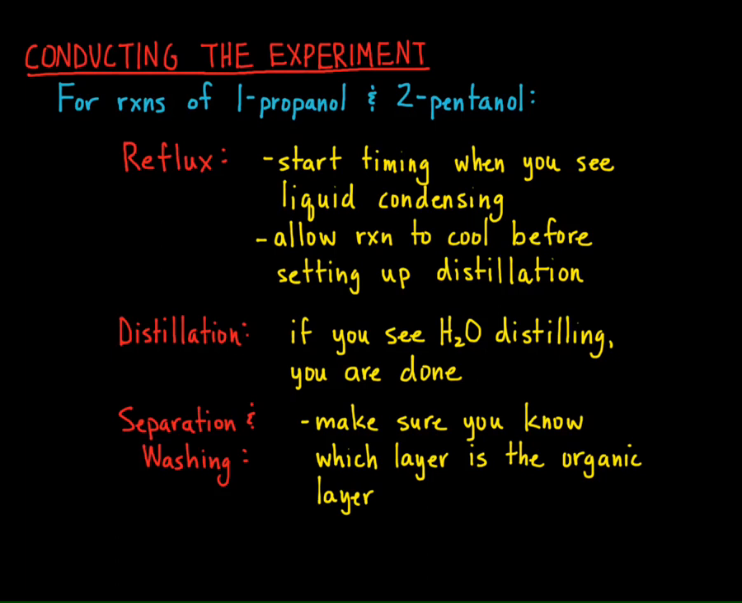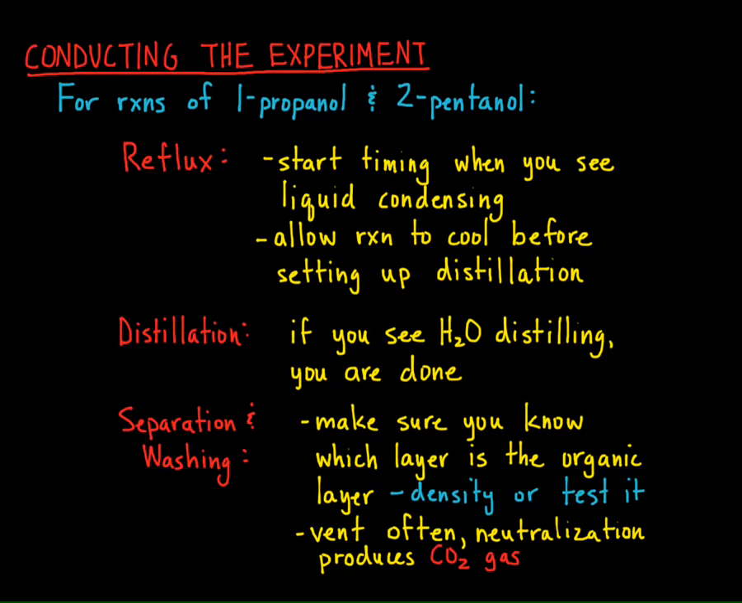Make sure you know which layer is the alkyl bromide. To do this, you can either look up the density of the alkyl bromide or test by adding a few drops of either layer to water to test its solubility. Also understand that when you distill, some sulfuric acid may azeotropically distill with your sample. To ensure neutralization of any acid, you will wash with an aqueous solution of sodium bicarbonate. This produces carbon dioxide gas, so make sure you vent a lot when working up the reaction in the separatory funnel.